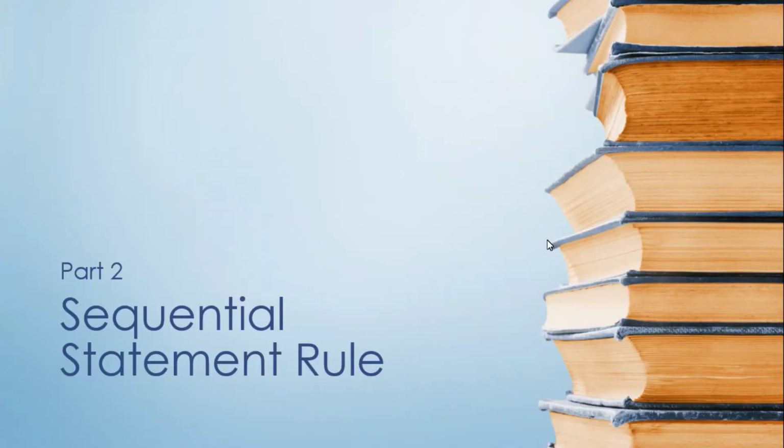So in the last part, we have discussed the correctness analysis, experimental analysis and formal analysis, and we have seen that in formal analysis there are three kinds of rules, right? One is the sequential statement rule, next is the conditional statement rule, and finally the loop statement rule. So in this part, we are going to discuss the sequential statement rule.